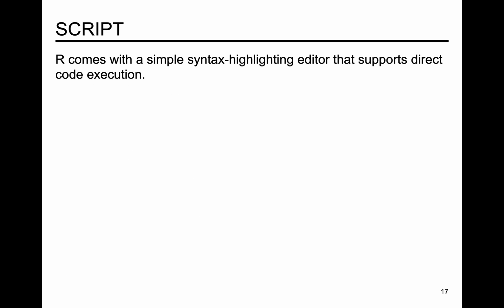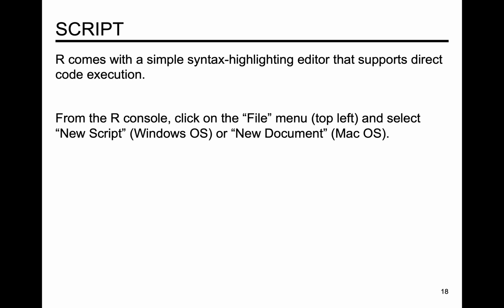R comes with a simple syntax highlighting editor that supports direct code execution. From the R console, click on the File menu at the top left and select the New Script option if you're on a Windows OS, or New Document option if you're on a Mac OS. A window should pop open next to the R console, providing a place to type your code. In addition, you can highlight portions of your code and run it from there. Scripts are usually saved using a .r file extension.